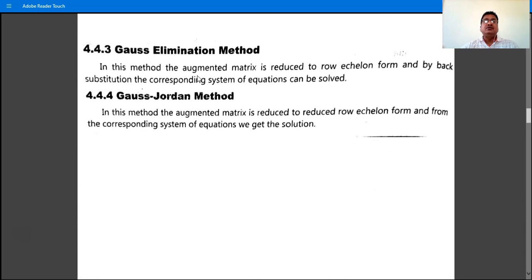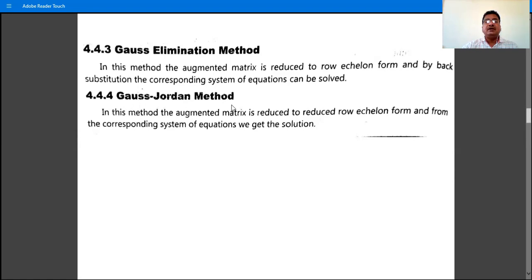So there are two methods to solve a system of linear equations. One is the Gauss elimination method. In this method, the augmented matrix is reduced to row echelon form, and then by back substitution, the corresponding system of equations can be solved. That is, in the Gauss elimination method, write the system in matrix form, then write the augmented matrix, and reduce the augmented matrix to row echelon form, and then by back substitution we get the solution of the system.